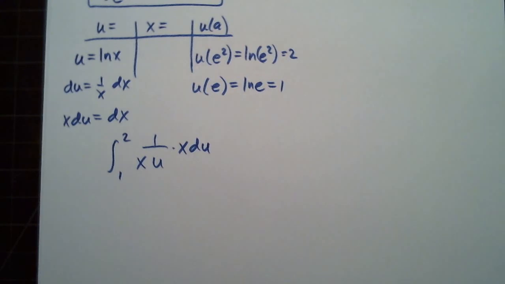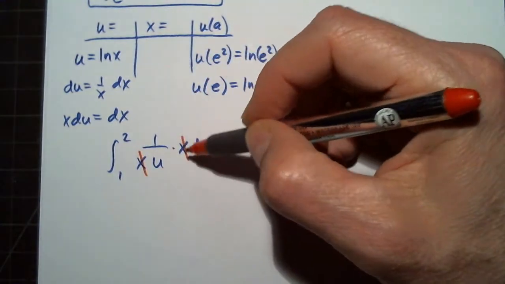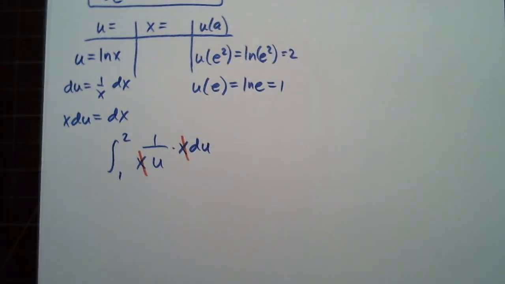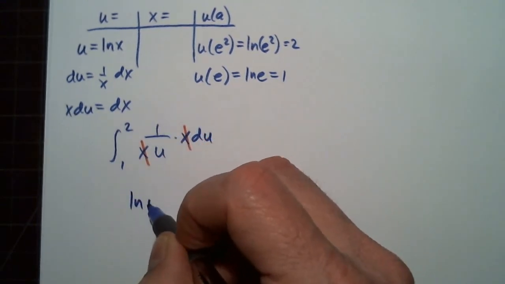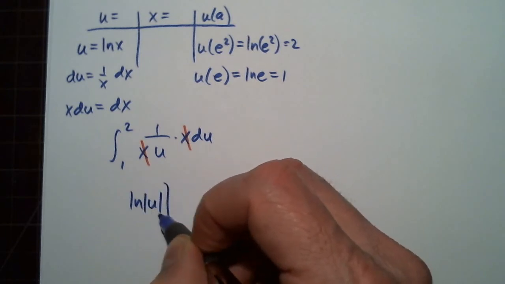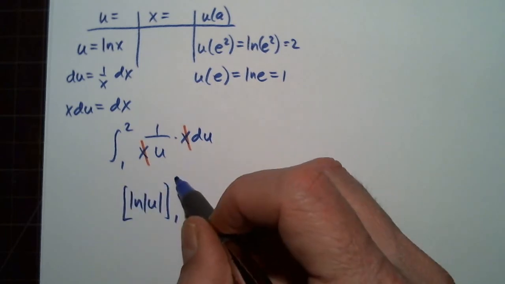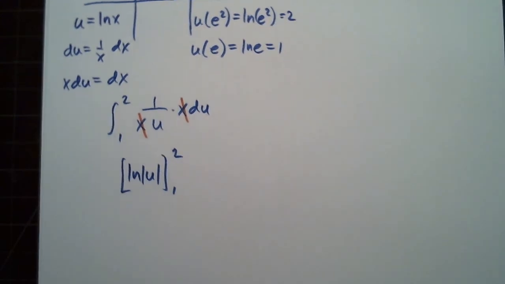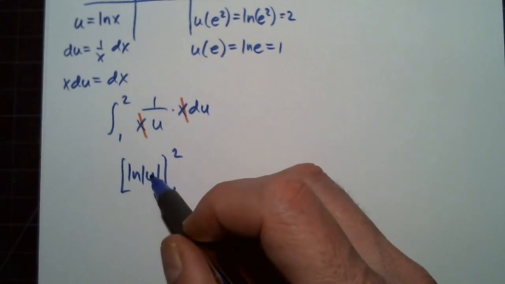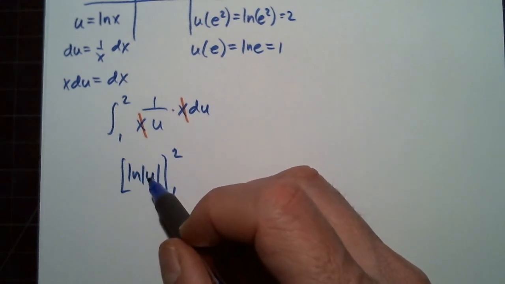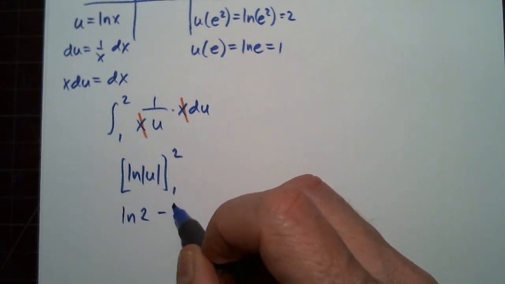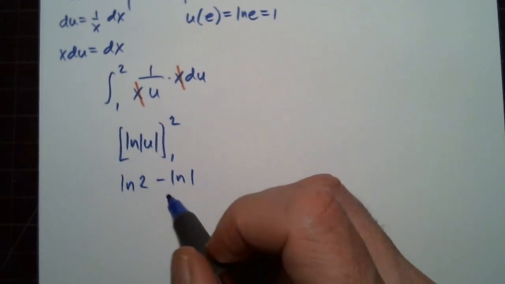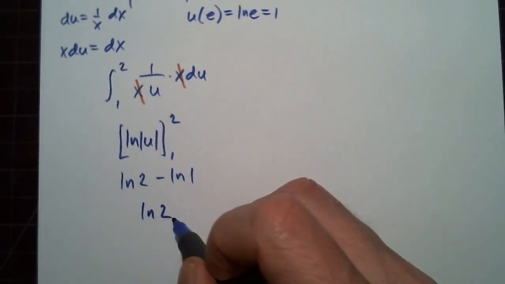So the x's cancel, and now we just have 1 over u du. 1 over u is ln u. So we don't have to write the constant of integration. We don't have to write c anymore. We also don't have to substitute back for x, because these are u values, and we can just write ln 2 minus ln 1, which is ln 2 minus 0. We get ln 2.